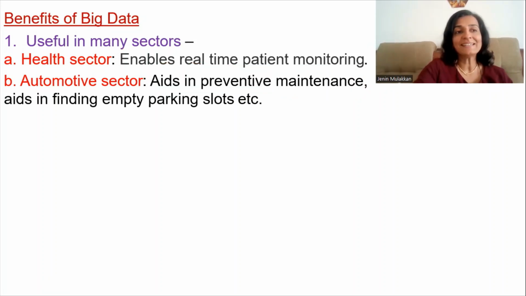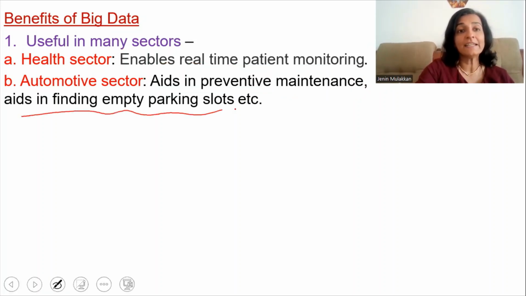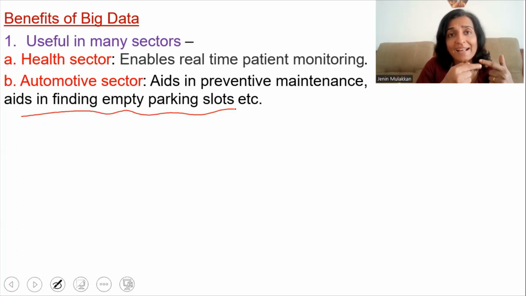Now, big data analytics can aid in finding empty parking slots. This is a part of the smart city applications. That is, gradually the Internet of Things are being deployed on a large scale, which means that in the coming years, all the parking slots will be equipped with sensors. And when a car arrives in a particular area, it will get indications as to where there are empty parking slots.